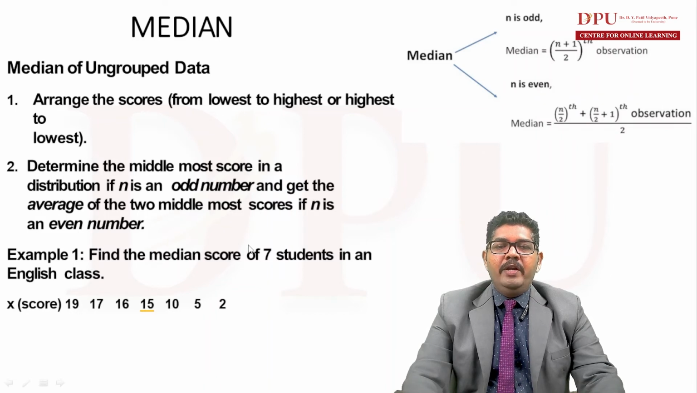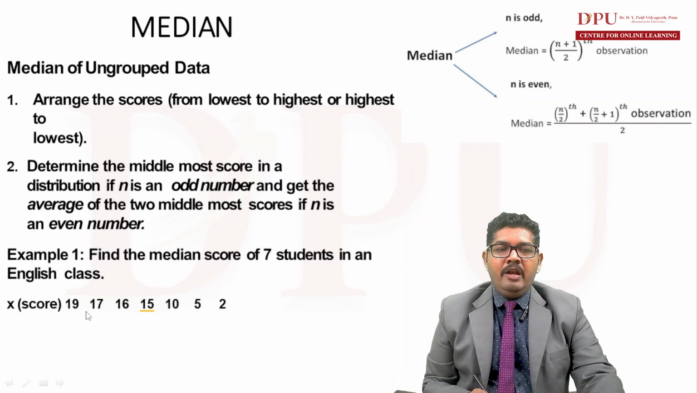So find the median score from the 7 students in the English class. We have 7 values here: 19, 17, 16, 15, 10, 5 and 2. These values are already arranged in descending order, right? 19 is the highest, then 17, 16, 15, 10, 5 and 2. Therefore we can pick the central value, that is the middle value, which is 15 in this case, and this is our median.